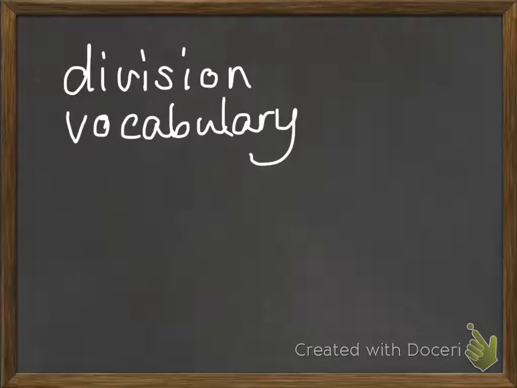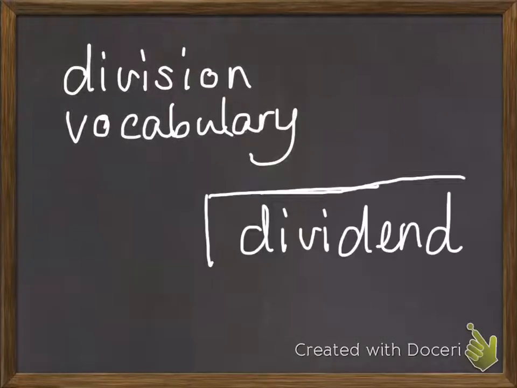Before we can actually do some division, let's talk about our division vocabulary, the words that we need to know in order to talk about division like mathematicians. The first number we need to know is dividend. A dividend is the number that you are going to divide.